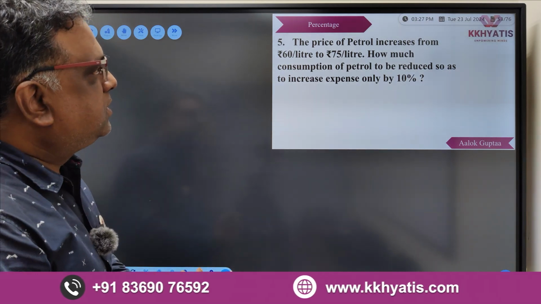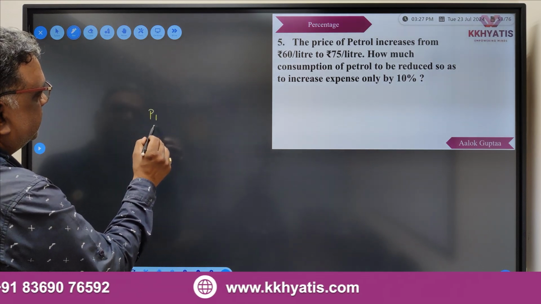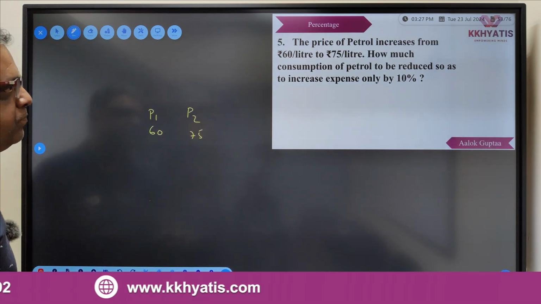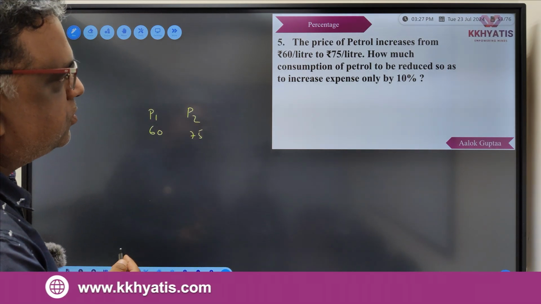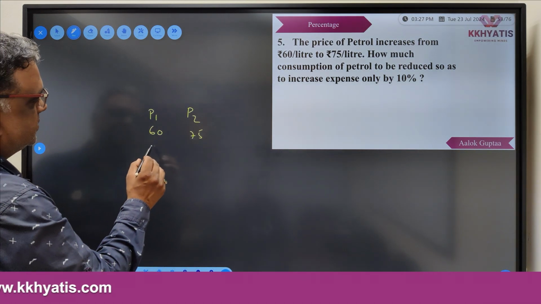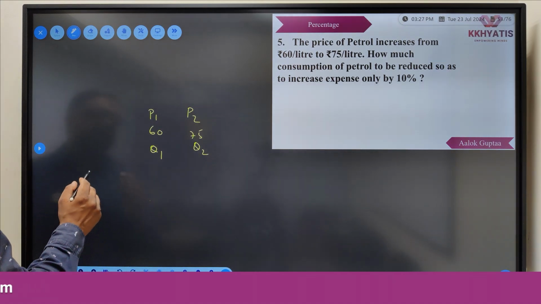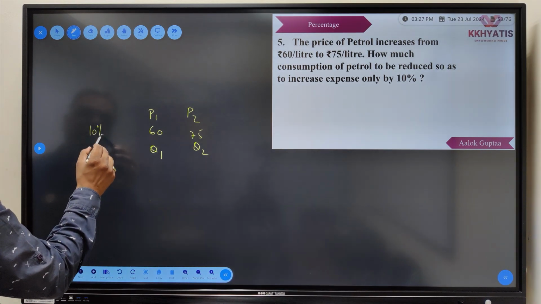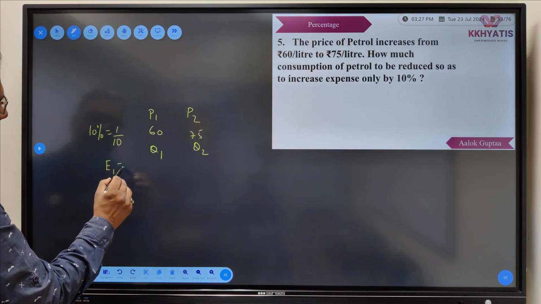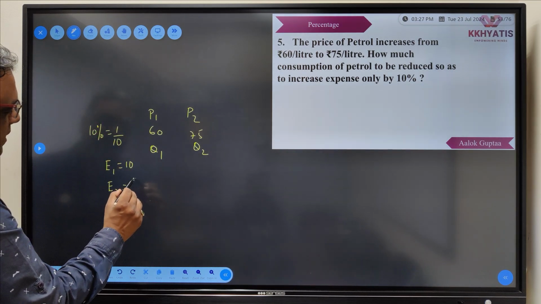The price of petrol increases from 60 per liter to 75 per liter. So my first price was 60, price 2 was 75. How much should the consumption of petrol be reduced so that the expense increases by only 10%? So I do not know Q1, I do not know Q2, but I know my expense reduced by 10%. So 10% is how much? 1 upon 10, which means if my earlier expense was 10, it reduced by 1. So my new expense is 9.